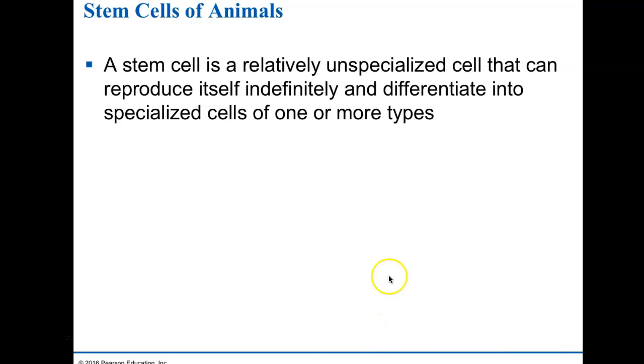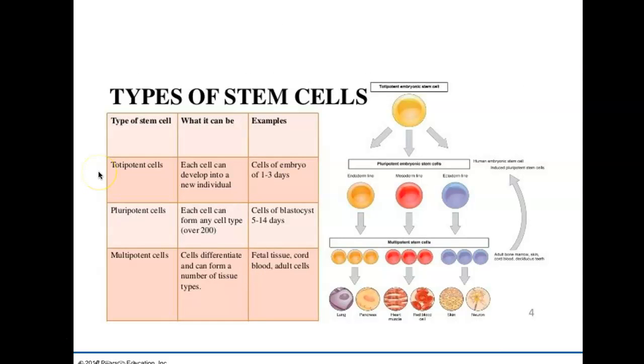We're going to switch gears here and we're going to talk about stem cells. So you're going to want to write down this definition. A stem cell is a relatively unspecialized cell that can reproduce itself indefinitely. And so it's not going to have a job. So it's completely undifferentiated and doesn't have a job yet. So unspecialized, the genes have not been turned on and off yet. We have different types of stem cells depending on the age of them.